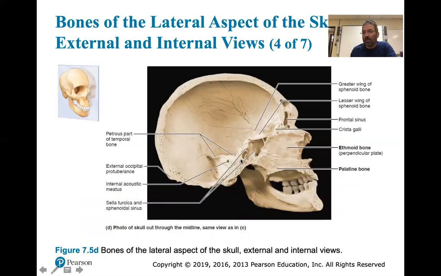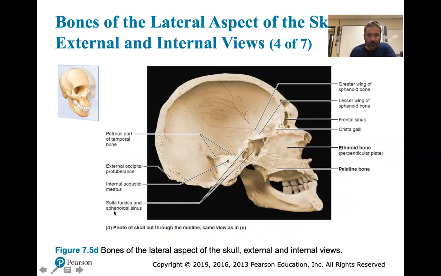You guys kind of know, my ear's over here somewhere. And we have the internal acoustic meatus. Meatus is a hole. Acoustic sounds like sound to me, right? So think, what is it for, sound, or is it for the cranial nerve? Just go in and read up on that.